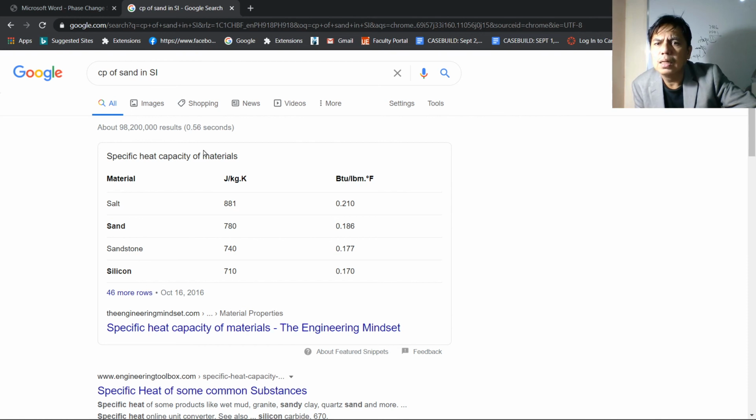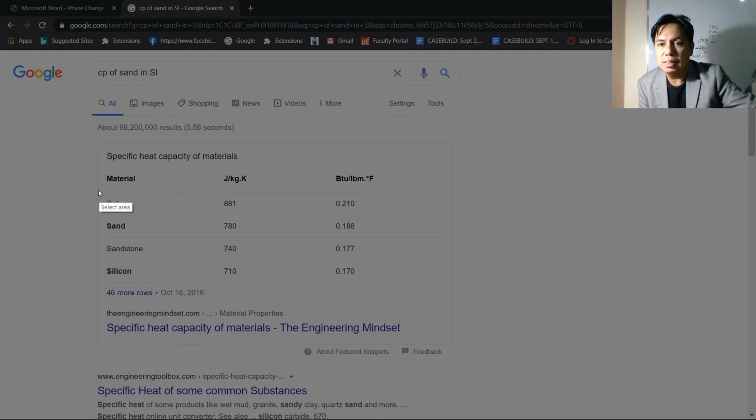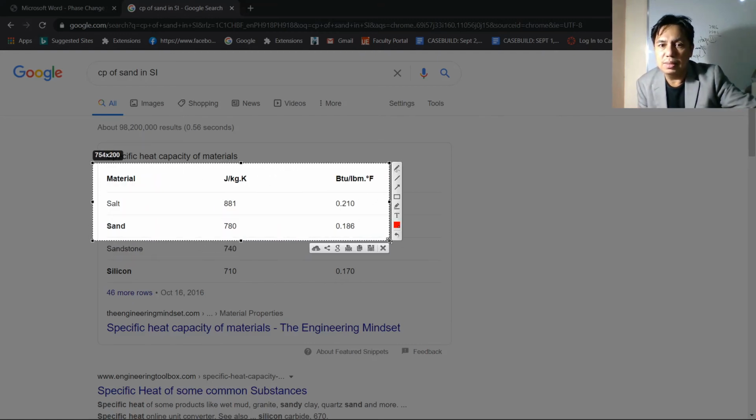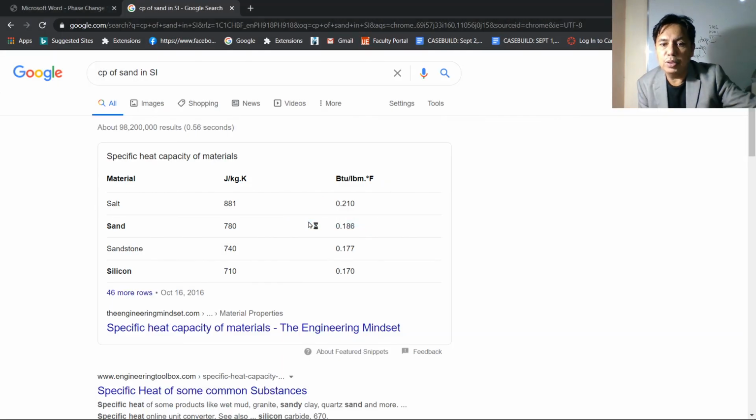So here, CP of sand, yeah, 780 is 0.18. So there's a difference here, right? If you have 0.21, it becomes 881. If you have 0.186, it becomes 180. But the thing is, according to the problem, it is 0.21. So we can use this, right? We can use this, the equivalent of 0.21.